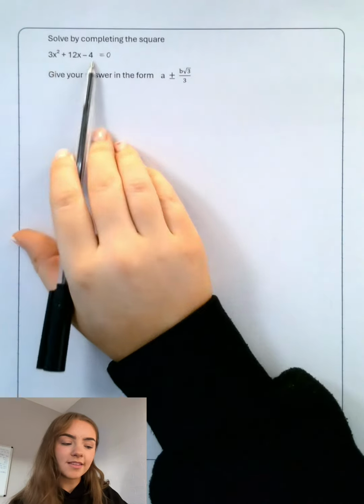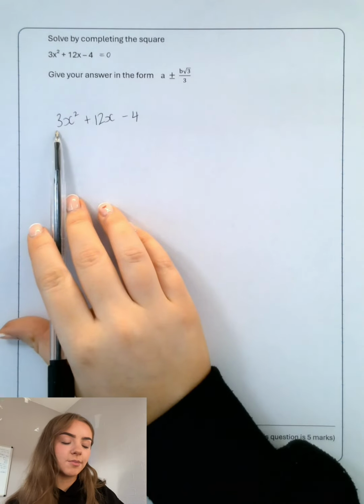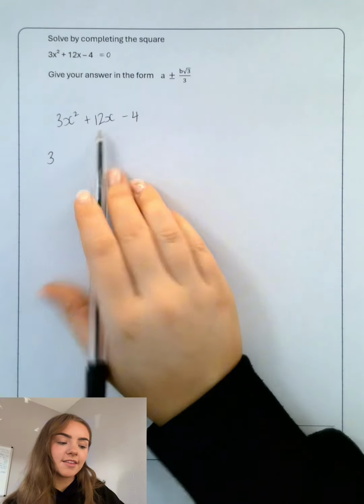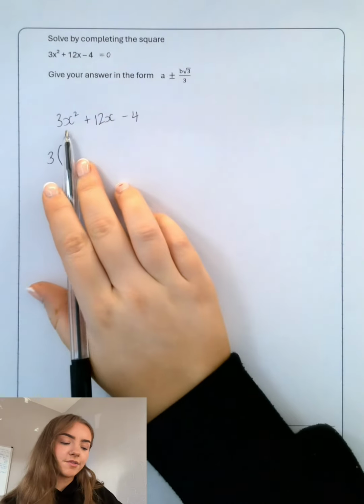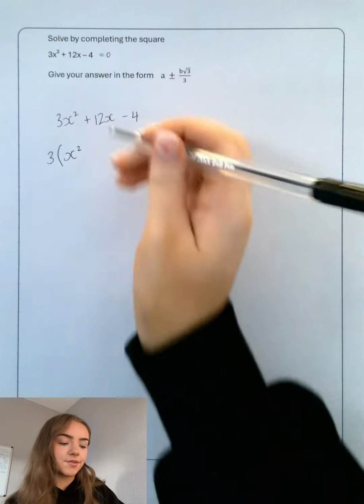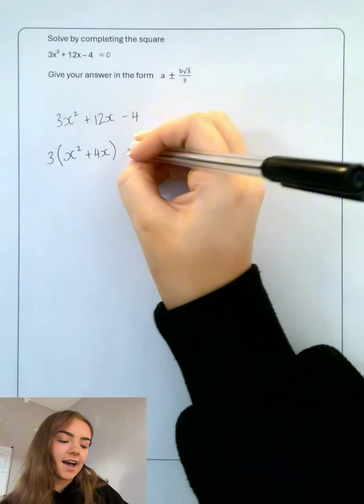Let's start by completing the square for this expression. To complete the square, we'd need the coefficient of x² to be 1, so let's take out this factor of 3. And when we take this factor out, we'll do this to the first two terms. Taking a factor of 3 out of 3x² will leave us with x². And taking out a factor of 3 from 12x will leave us with 4x. And the −4 can just stay at the side for now.